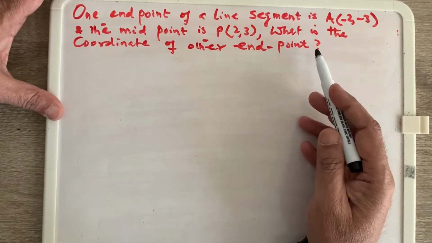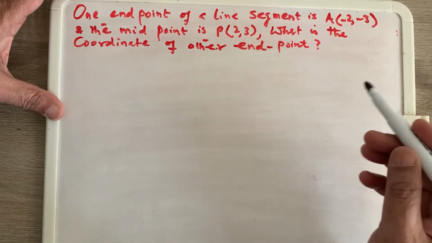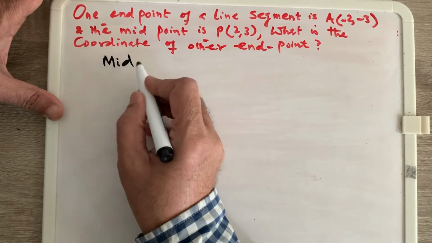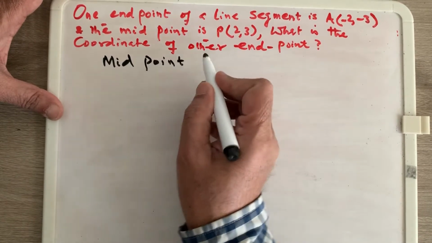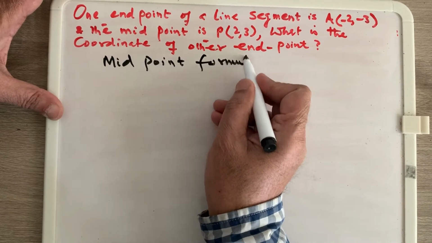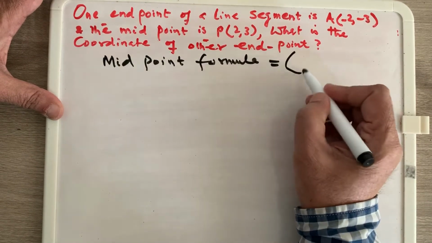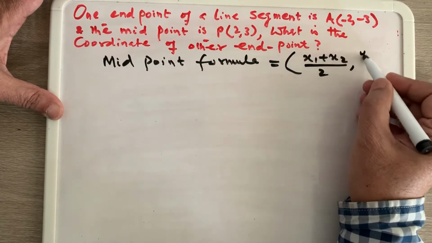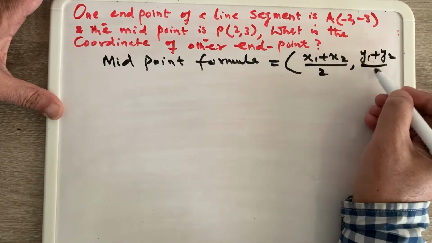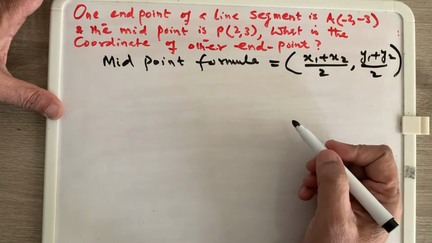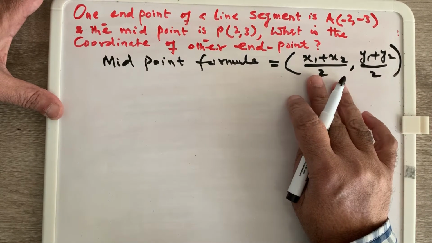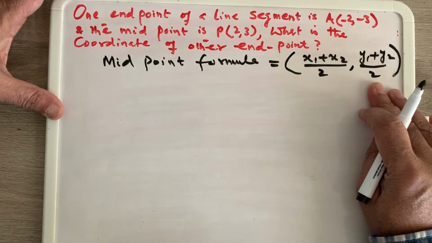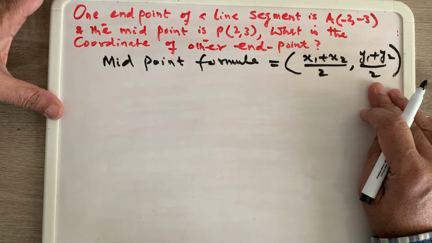So the midpoint formula we learned in this grade, just to remember, is (x1 plus x2 divided by 2, y1 plus y2 divided by 2). So it's a kind of taking the mean of the two coordinates, right? x1 and x2 are the x coordinates, divided by 2, and y1 plus y2 divided by 2. This will be the midpoint of the line segment.